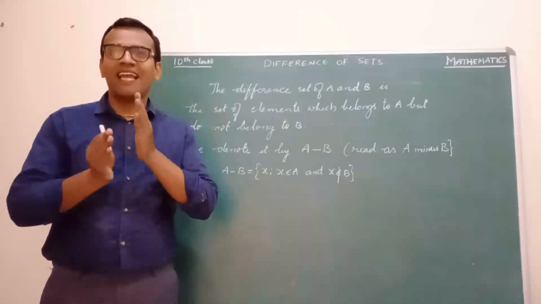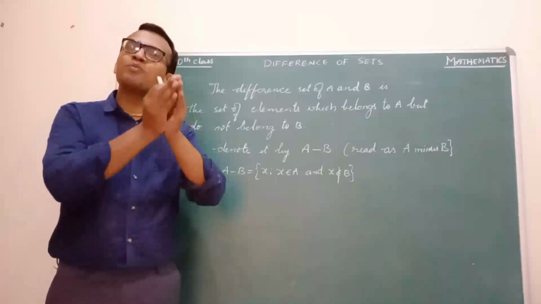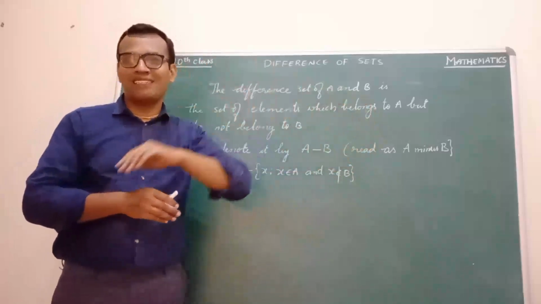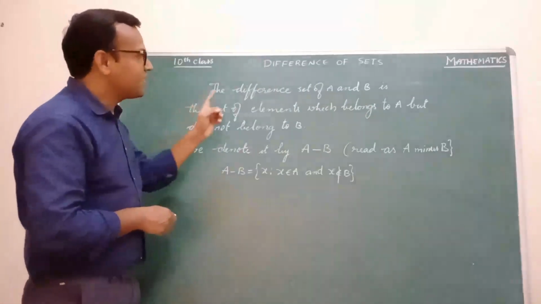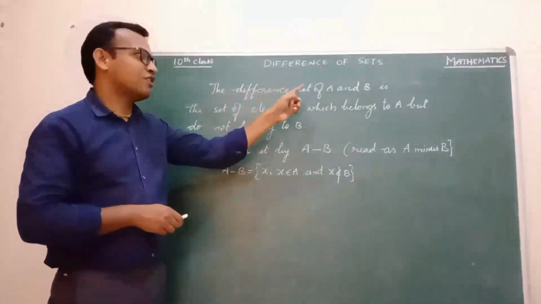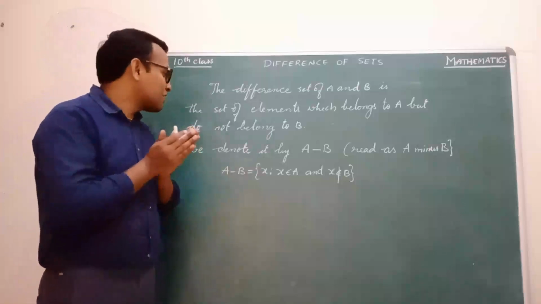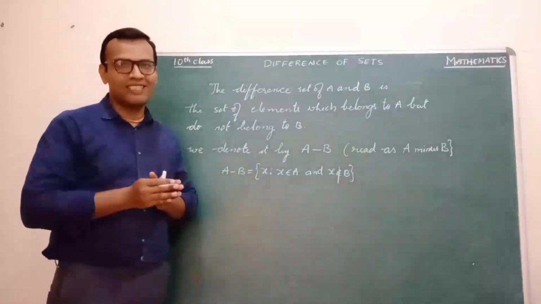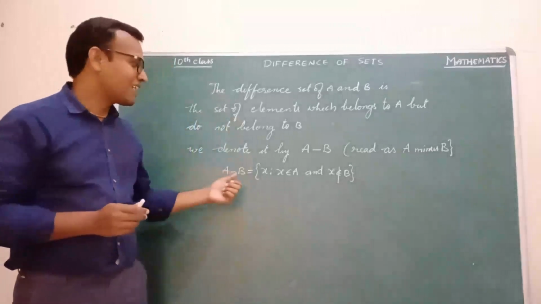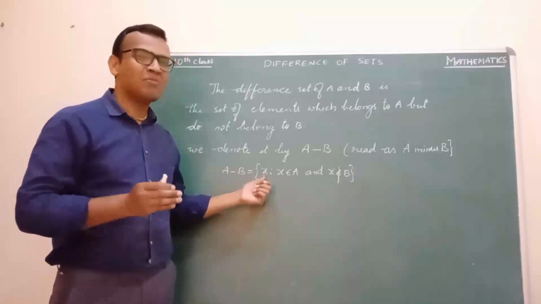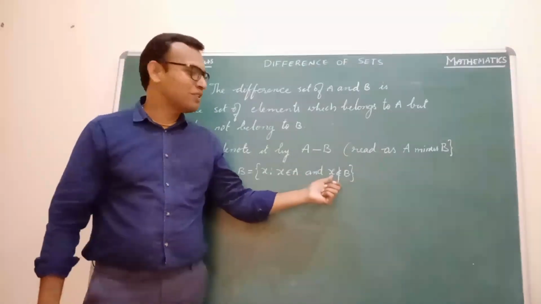Now the difference A minus B is the set of elements which belong to A but not to B. Such a set is called A minus B. The difference set of A and B is the set of elements which belong to A but do not belong to B. It should be there in A but not there in B. Then it is called A minus B, and we write it like this: A minus B is equal to the set of elements X such that X belongs to A and X does not belong to B.